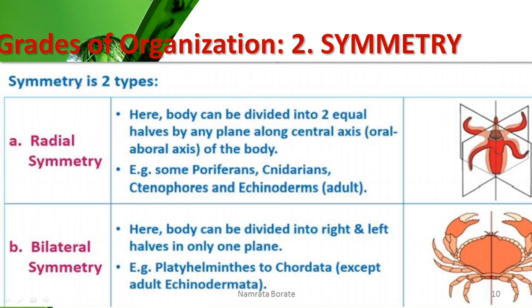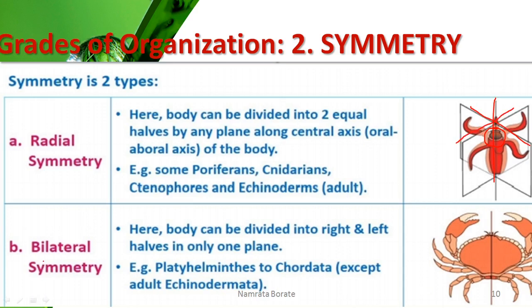Next, this organism shows radial symmetry, as the body can be divided into two equal halves by any plane of division through the central axis. So when this animal is cut in any plane of division, it shows two equal parts.